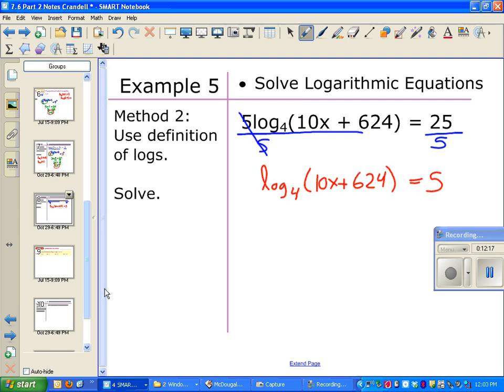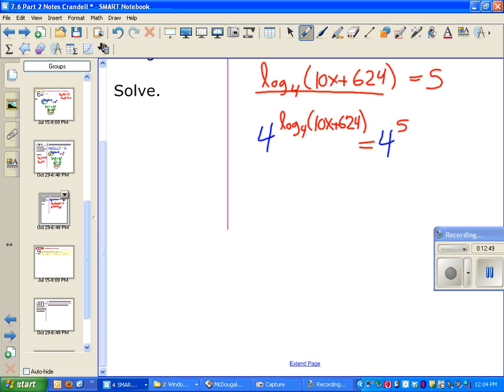All right, so what do we have to do to one side? How do we get rid of the log base 4? 4 to some power, great job. So we're going to do 4 to this side, and then my exponent is this. So we have 4 to the log base 4 of 10x plus 624, and that is equal to 4 to the other side, which is 4 to the 5th. Okay. All right. So we've got all that in place. So do you recognize the inverse? Right here. Awesome.